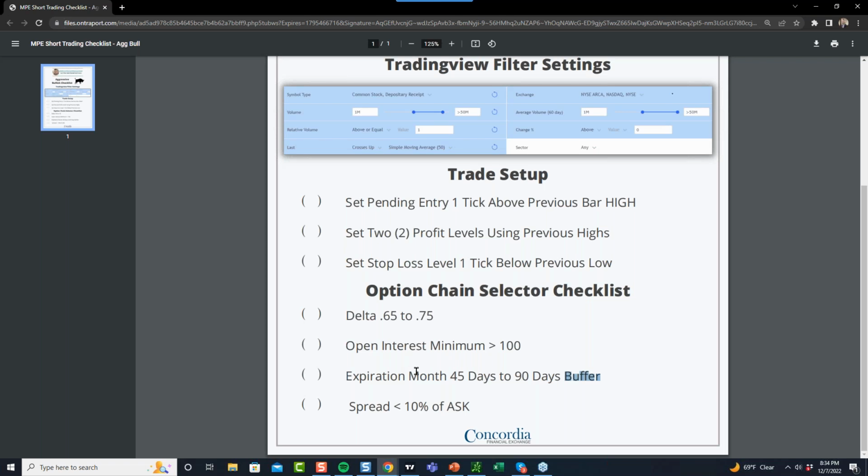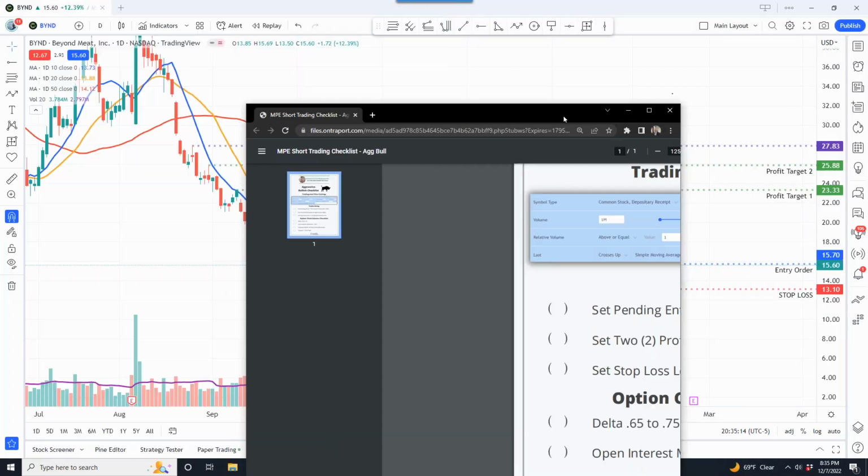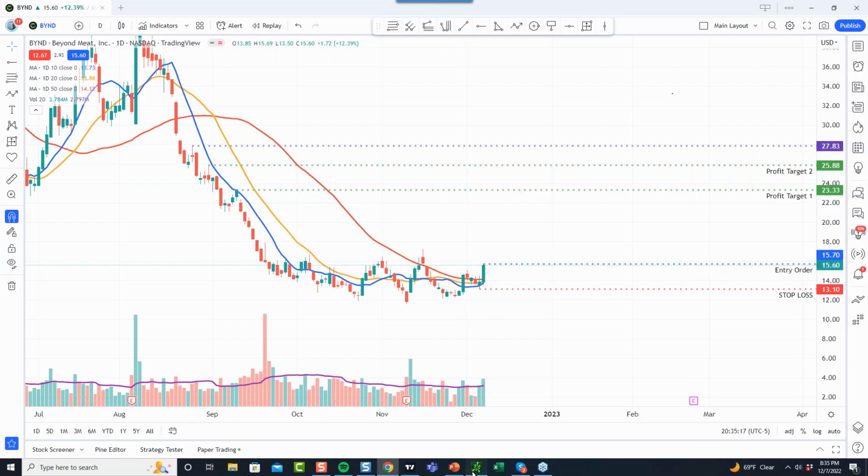Expiration month, we want a 45-day to 90-day buffer to allow the trade to go, because this is a swing trade. Okay, so remember the average hold time for me is about 3 weeks. So some go 30, some go 5 days, some go one day. It depends on how fast the breakout is. So ultimately, we want enough time. We don't want to buy too much time, right? Then it becomes overly expensive on the premium. And then we want a spread that is less than 10%. Okay, so 10% between the bid and the ask.